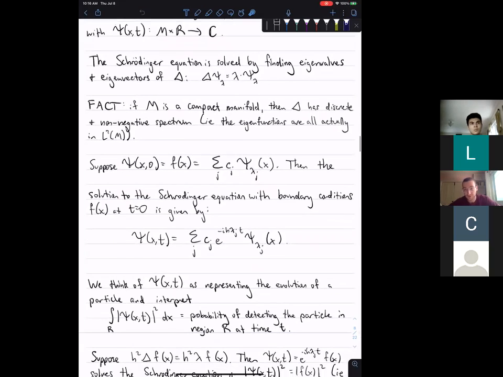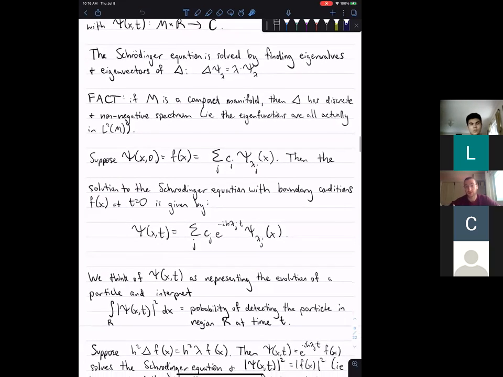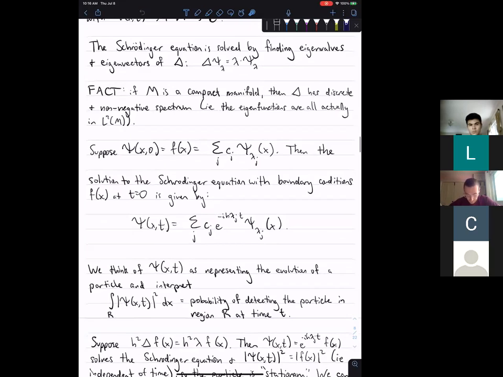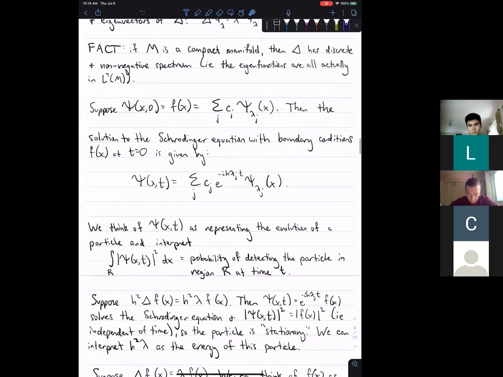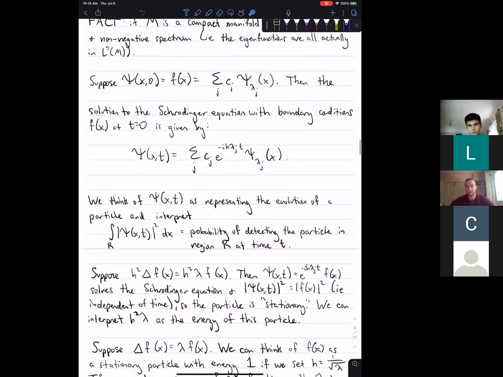There's also the issue of interpreting what this wave function actually represents. So in classical mechanics, we often think of the wave function as giving us the probability of measuring a quantum particle in a given position. So if I were to fix a region R on the manifold and integrate the norm squared of my wave function, I interpret that as the probability of detecting the particle in region R at time t.